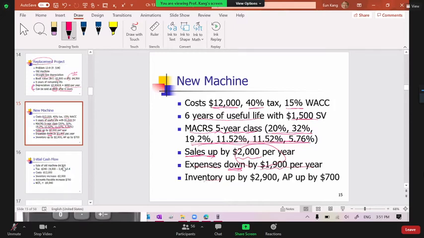And inventory, net working capital up by 2,900. Accounts payable up by 700. Inventory up is what? Cash decrease, right? But accounts payable up is cash increase, right?